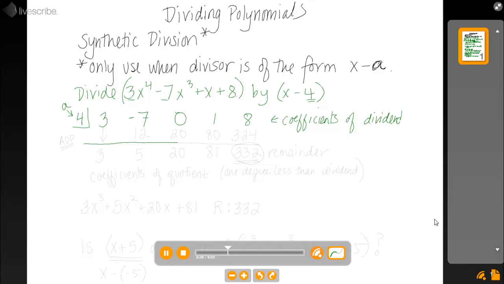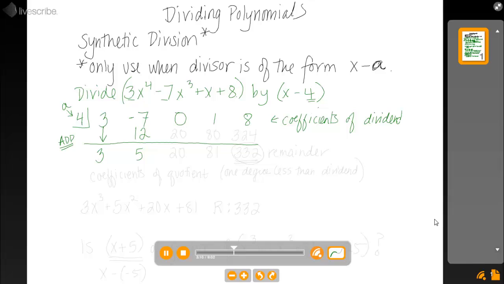Alright, and then I draw a little line a little bit further down. Here's our synthetic division process. Always bring down that first coefficient. You would then multiply 4 times 3. We would get 12, and you write that underneath the next coefficient. We would then add. That's why this is a little bit different from long division. In long division, we were continually subtracting. Here we're adding. Negative 7 plus 12 is 5.